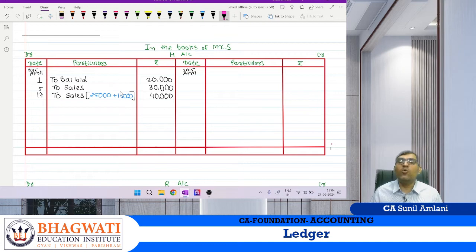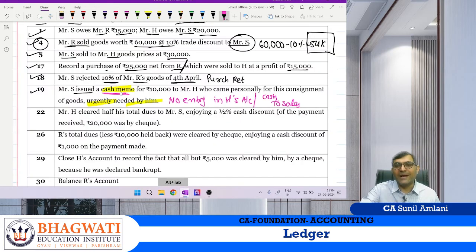So cash account debit to what? Sales account, cash to sales. So even though I'm selling it to H, this particular entry will not affect, right? Here I'm writing no entry.